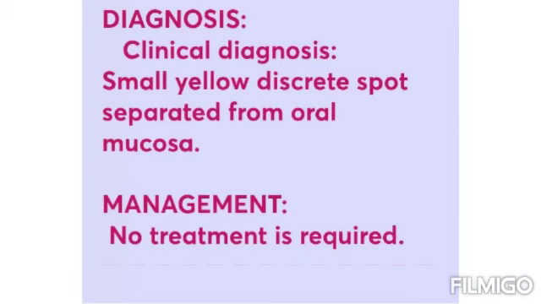Diagnosis is clinical: small yellow discrete spots on the oral mucosa. Management: no treatment is required. If it causes disfigurement or large plaques, then surgical removal can be done. We have to remember that Fordyce's granules are a developmental anomaly and a normal variation. It is due to heterotopic collection of sebaceous glands in the oral mucosa.